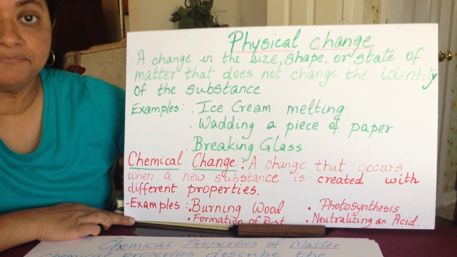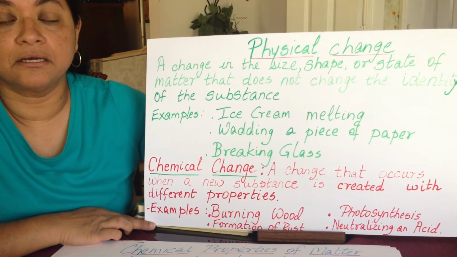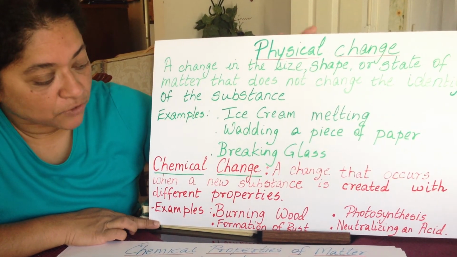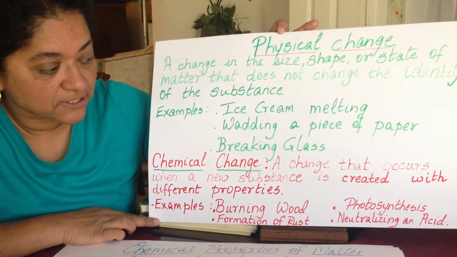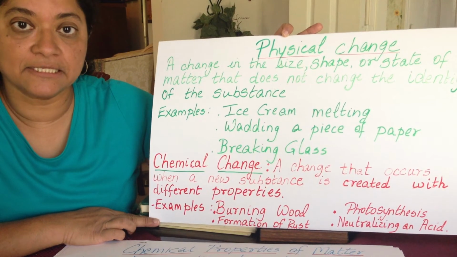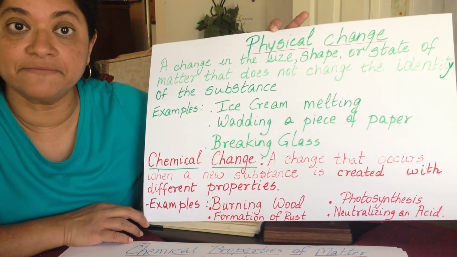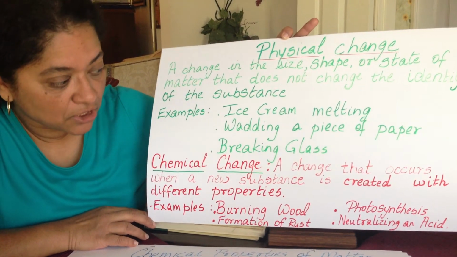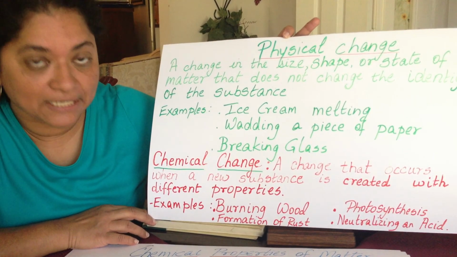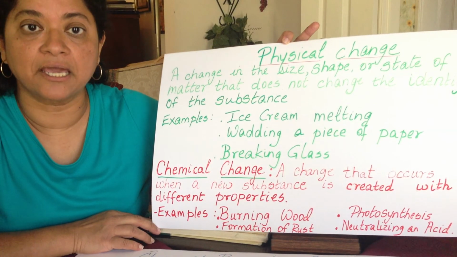Burning wood is a chemical change. So also is the formation of rust. When rust is formed, that is a chemical change. Photosynthesis that happens in the leaves is a chemical change. So also is neutralizing an acid.